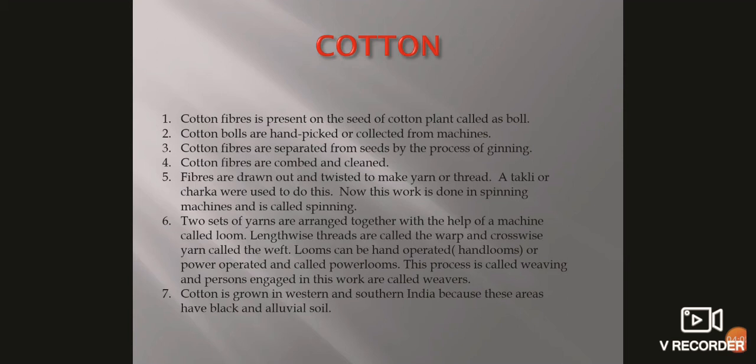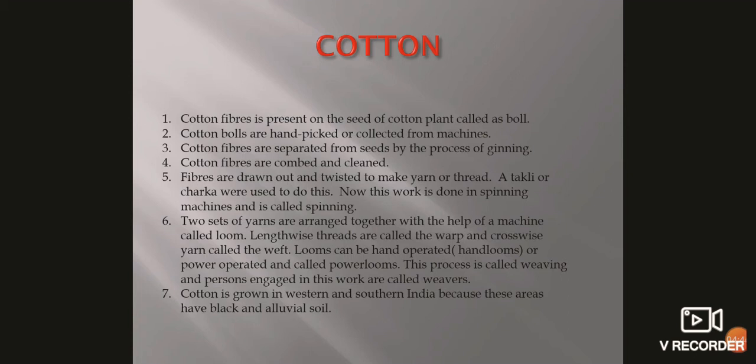Next comes making of the cloth. When we use two sets of yarns or threads on a machine called the loom to make a cloth, we call this process weaving. And the person who does this is the weaver. Looms can be hand operated. Then we call it the hand loom. But if it is operated with the help of electricity, we call it the power loom. Cotton is grown in many parts of western and southern India because they have black or alluvial soil.